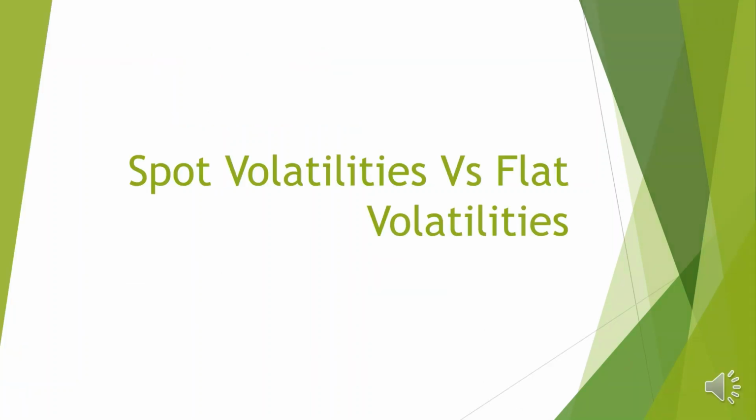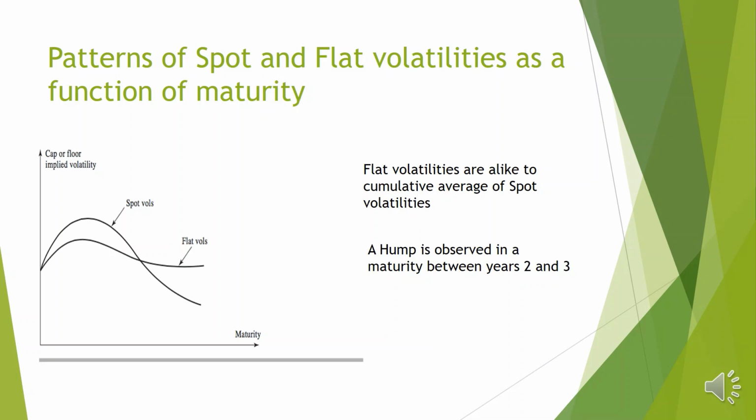So, to continue with the topic of valuation of caps and floors, it is important to talk about spot volatilities and flat volatilities. In this slide, we can see a figure that shows the typical pattern of spot and flat volatilities as a function of the maturity. The spot volatility maturity is the maturity of a caplet or a floorlet, and the flat volatility maturity is the maturity of caps or floors. As a conclusion of this figure, flat volatilities are akin to a cumulative average of the spot volatilities and therefore exhibit less variability, as we can see here. Also, we can observe a hump in both volatilities.